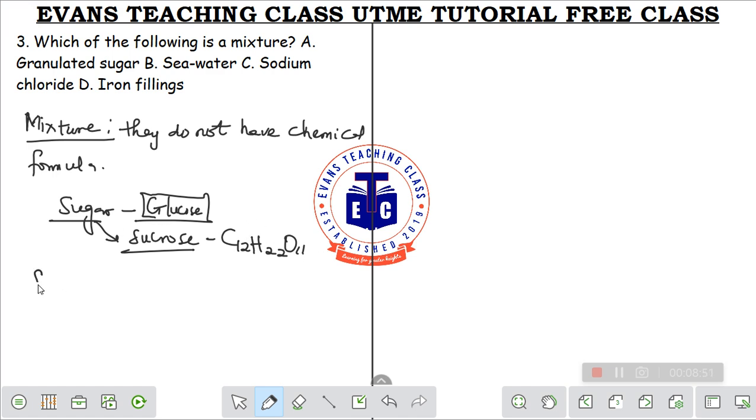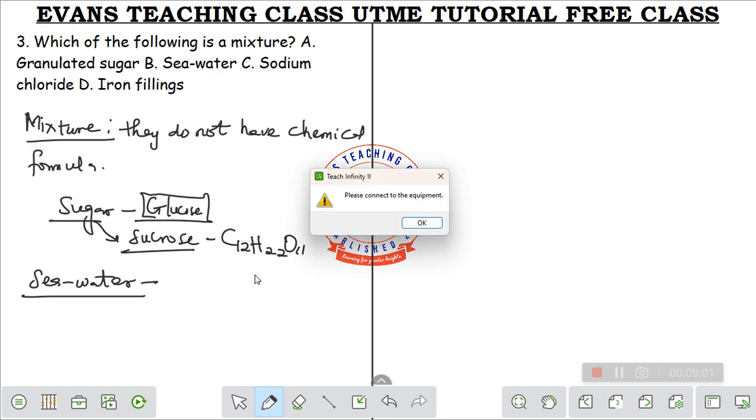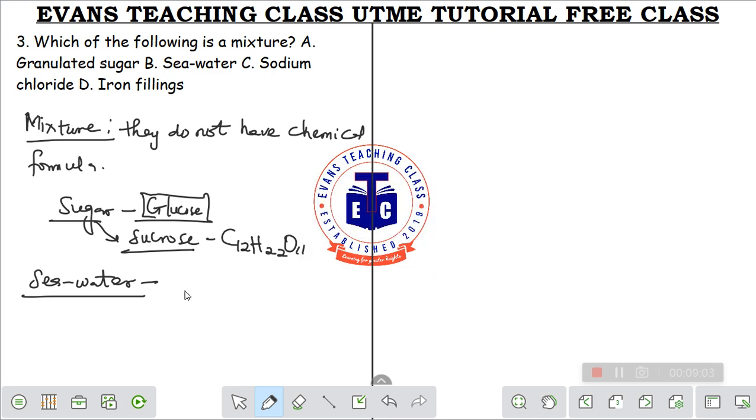They now say seawater. So seawater, most of you know, whenever you drink seawater, you will see that the water will not be sweet. It contains salt. Even apart from salt, seawater actually contains other substances like iodine, sodium chloride, water, so a lot of things. So seawater is actually a mixture, and you cannot say that seawater has a formula. So seawater is actually a mixture.